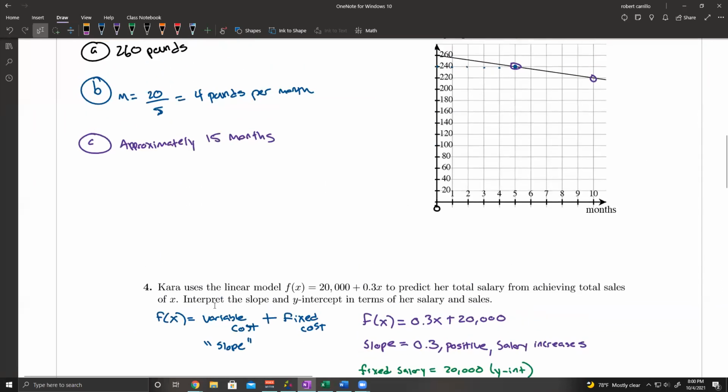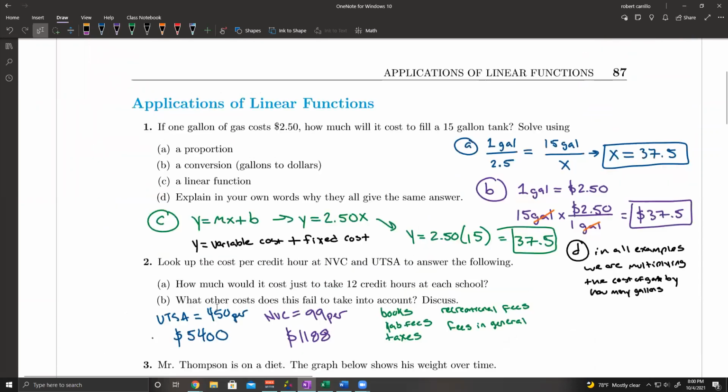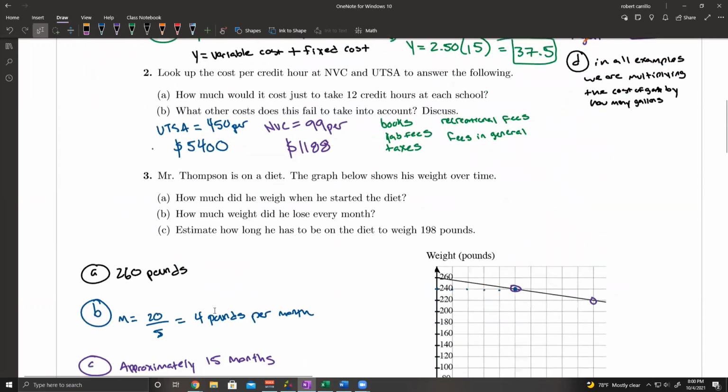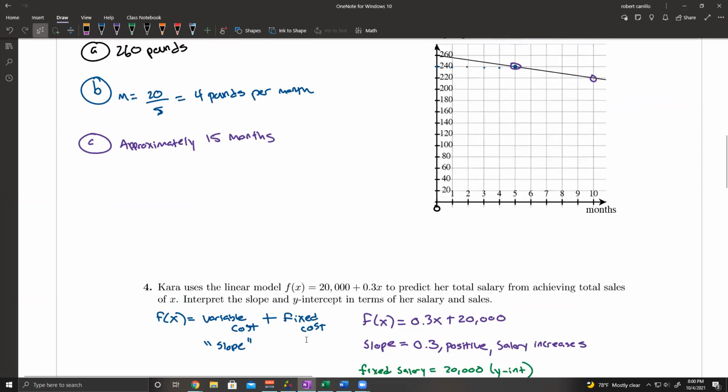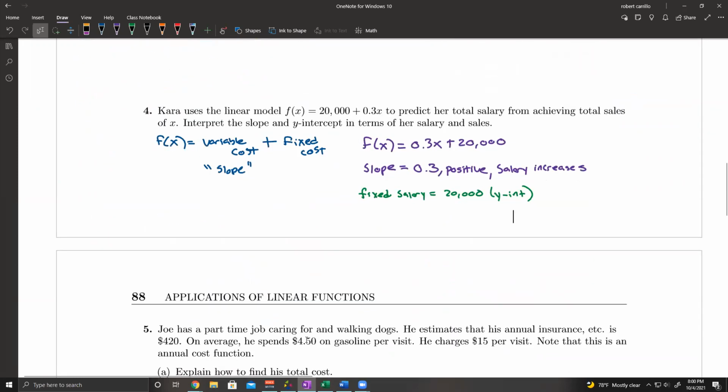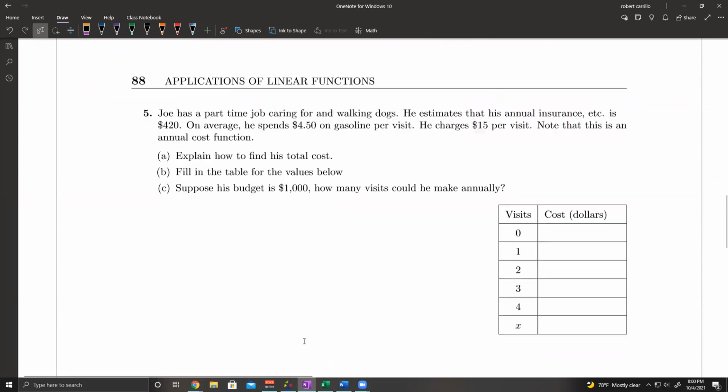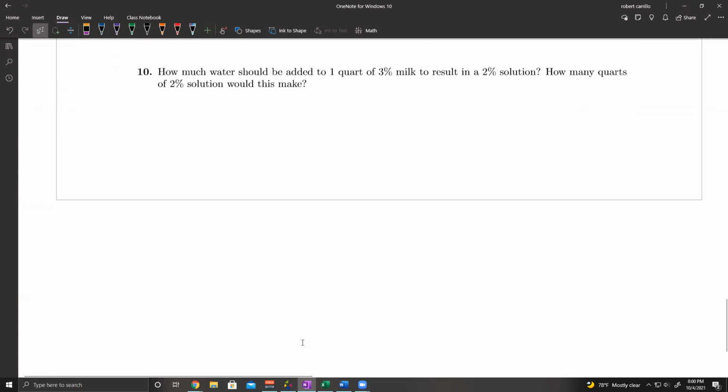Everybody good with this? All right. A lot of thinkers on this one. No real math. Okay, cool. What's on this page?